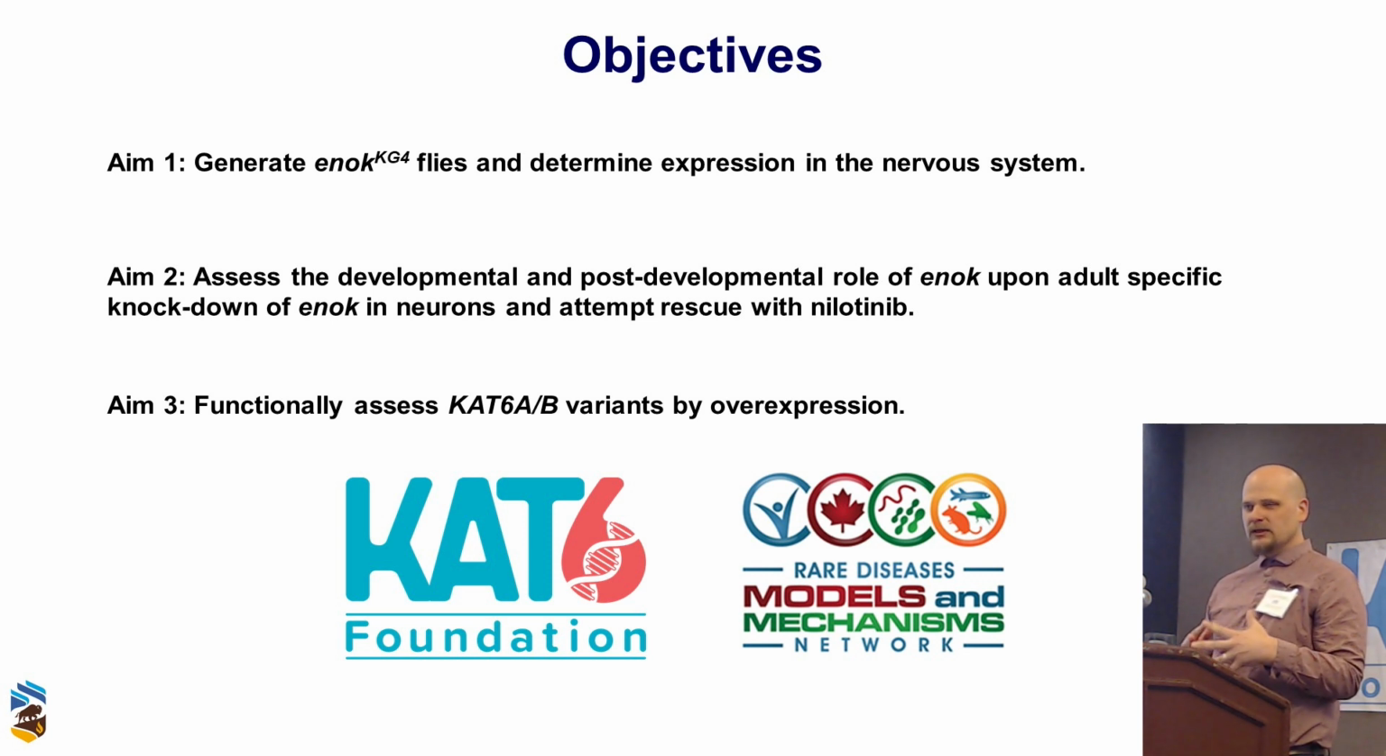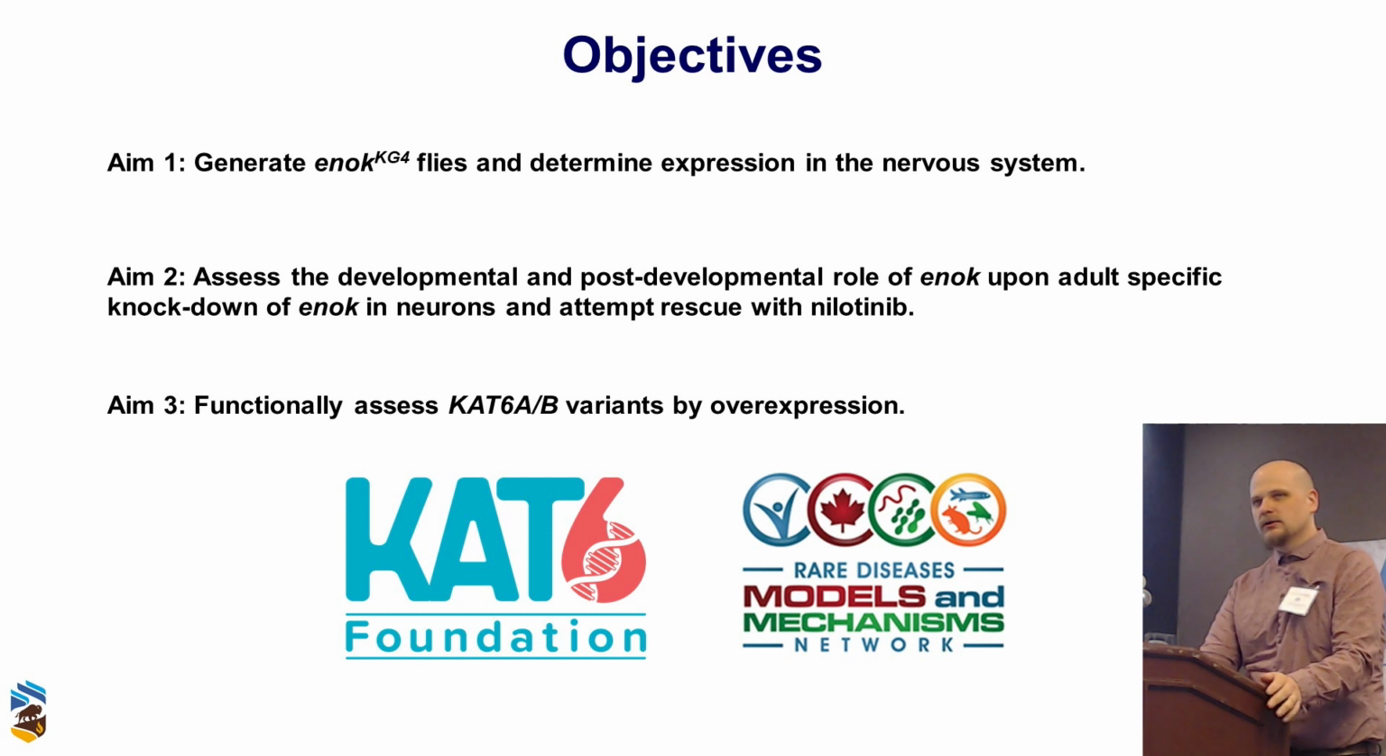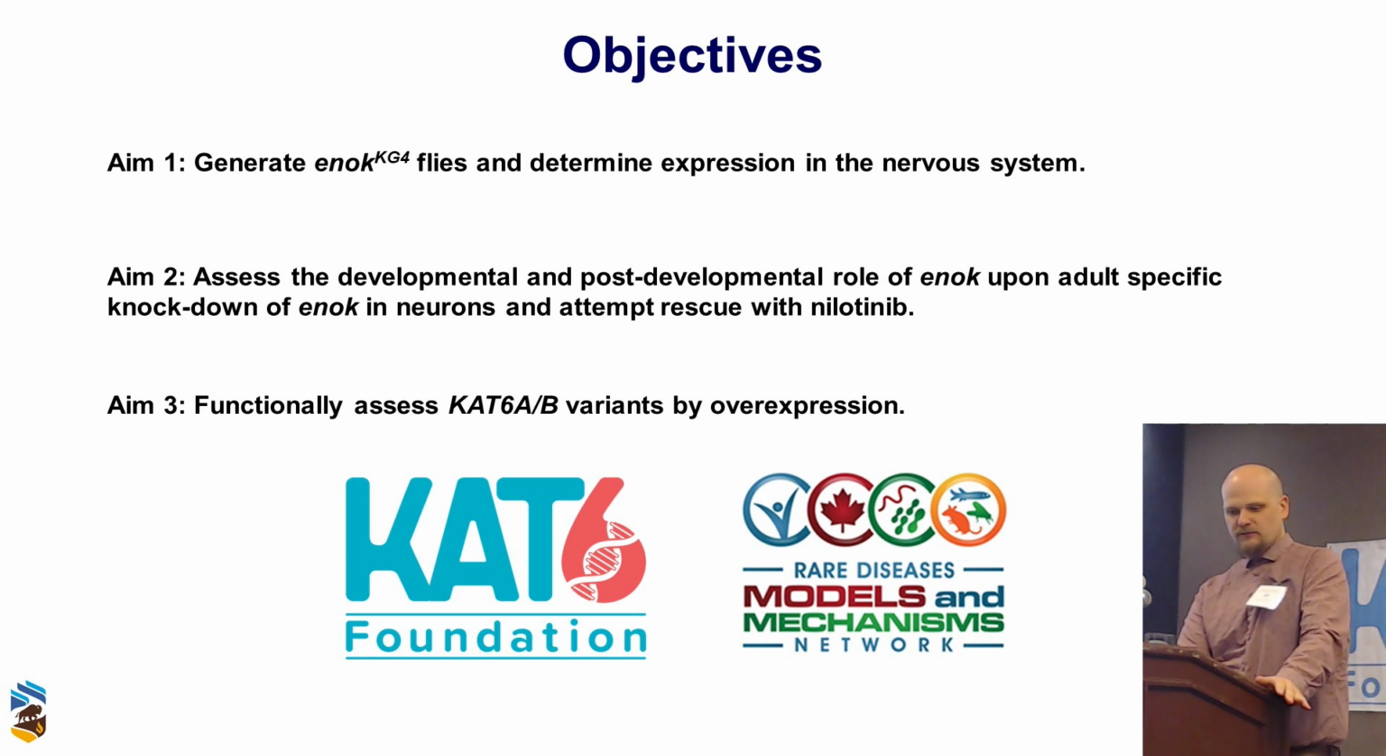Let them develop normally and see what happens when we remove ENOC in the adult brain and attempt rescue with a drug called nilotinib that I'll explain in a few slides. And then lastly, can we assess these variants by overexpression? So this was a partnership between KAT6A, and in Canada, there's money for rare disease for these sort of catalyst grants from the Rare Disease Models and Mechanisms Network.